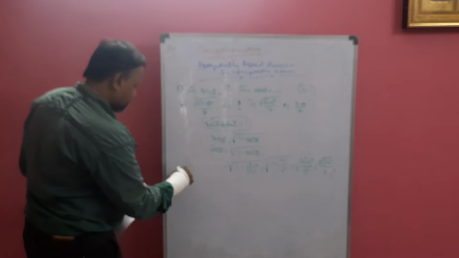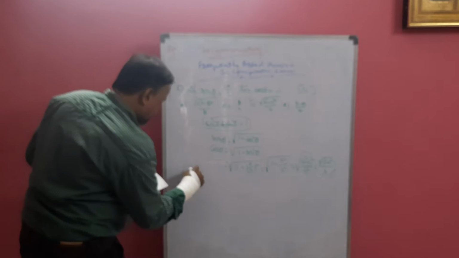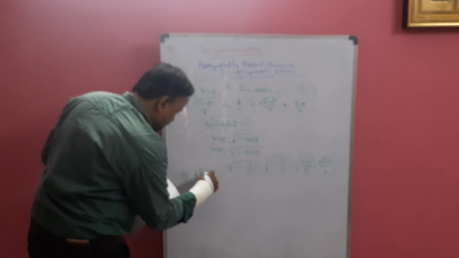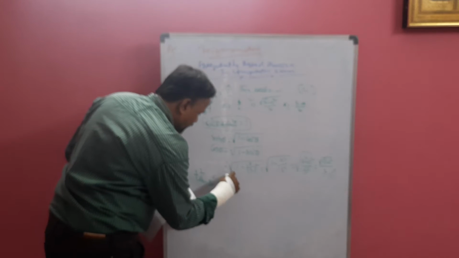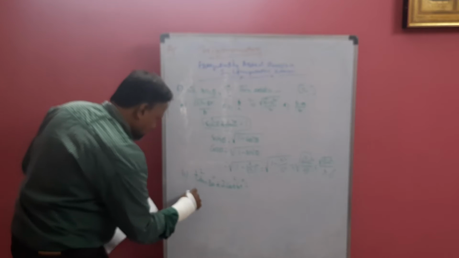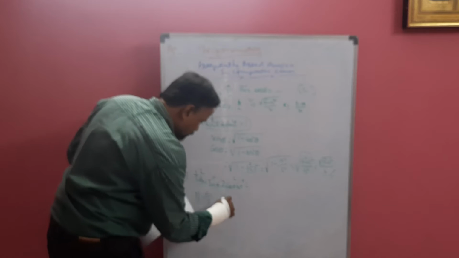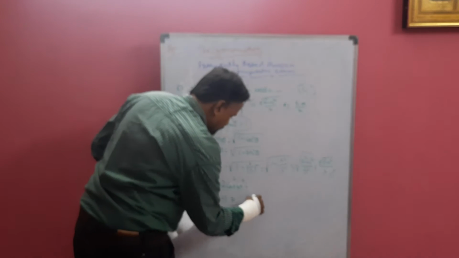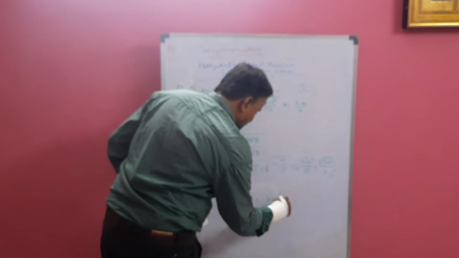Now question number 6. What is there? Tan square 30 degrees plus 2 cot square 60 degrees equals dash. The options given: first 2 by 3, second 2, third 1, fourth 4 by 3.